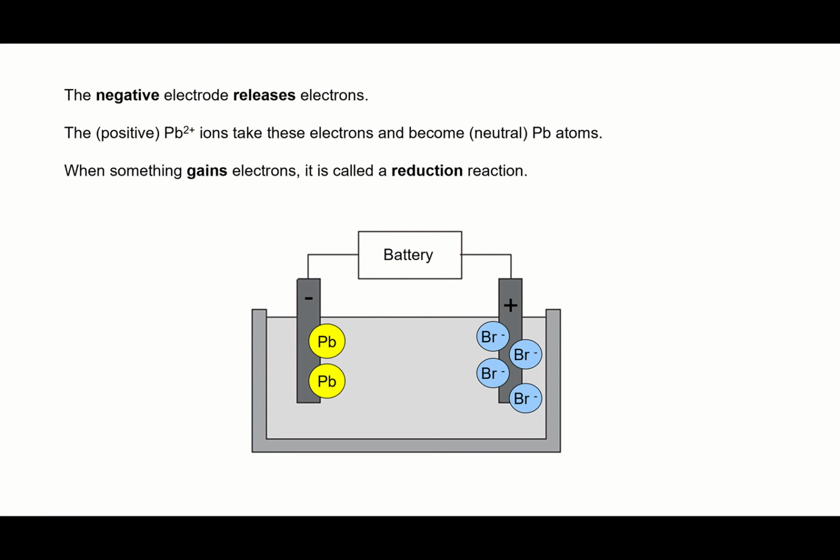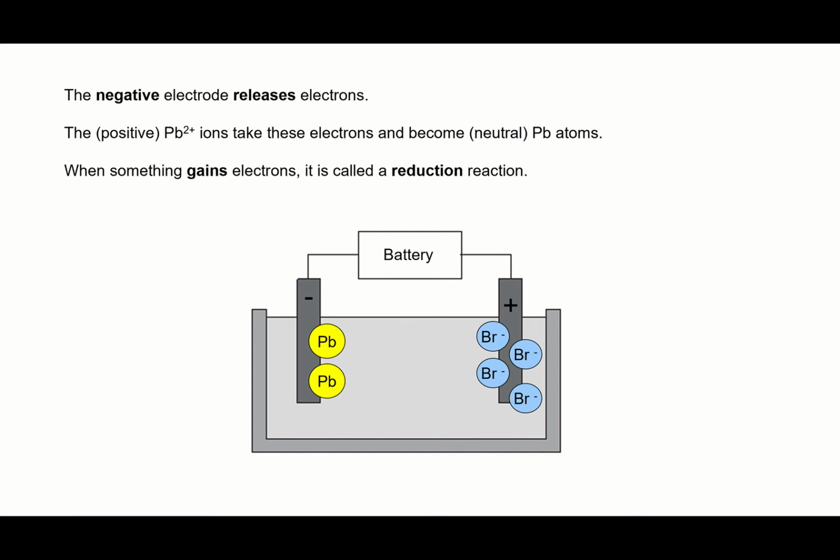The negative electrode releases electrons. That's why it's the negative electrode. Okay, so the negative electrode, I always think of it a little bit like a machine gun that's constantly spewing out negative electrons. That's why it's called the negative electrode. So when those positive lead 2+ ions reach it, they take these electrons and they become neutral lead atoms.